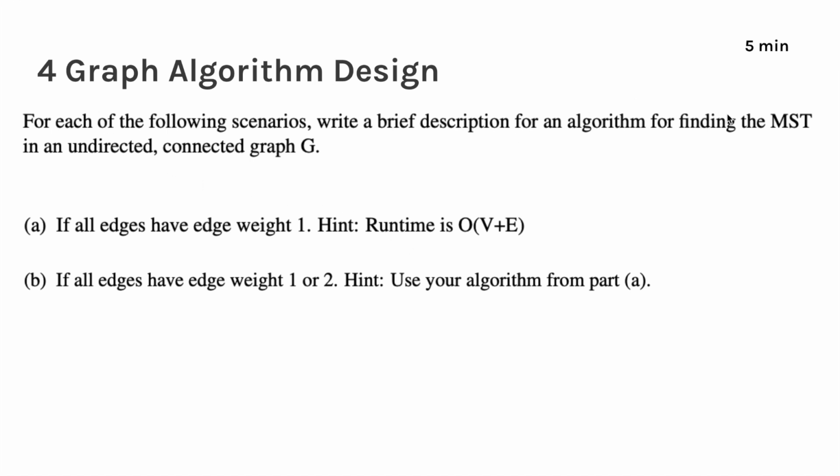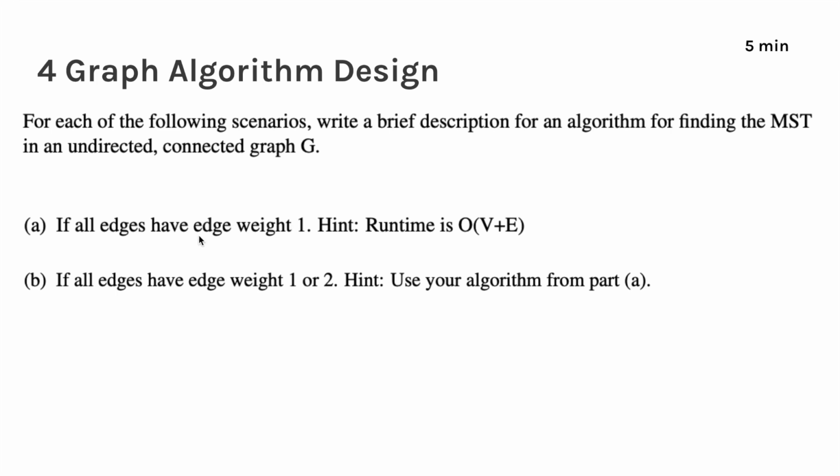So for the scenarios, write a description of an algorithm for finding the minimum spanning tree for an undirected connected graph, naturally. Part A is supposing all edges have edge weight 1. The hint is the runtime is O(V + E). Again, we can't be sorting edges because that would be E log E. Prim's algorithm is V log V plus E log V. So you might think it could be Prim's, and then you just get rid of priority queue operations. But let's think about this edge weight 1 thing.